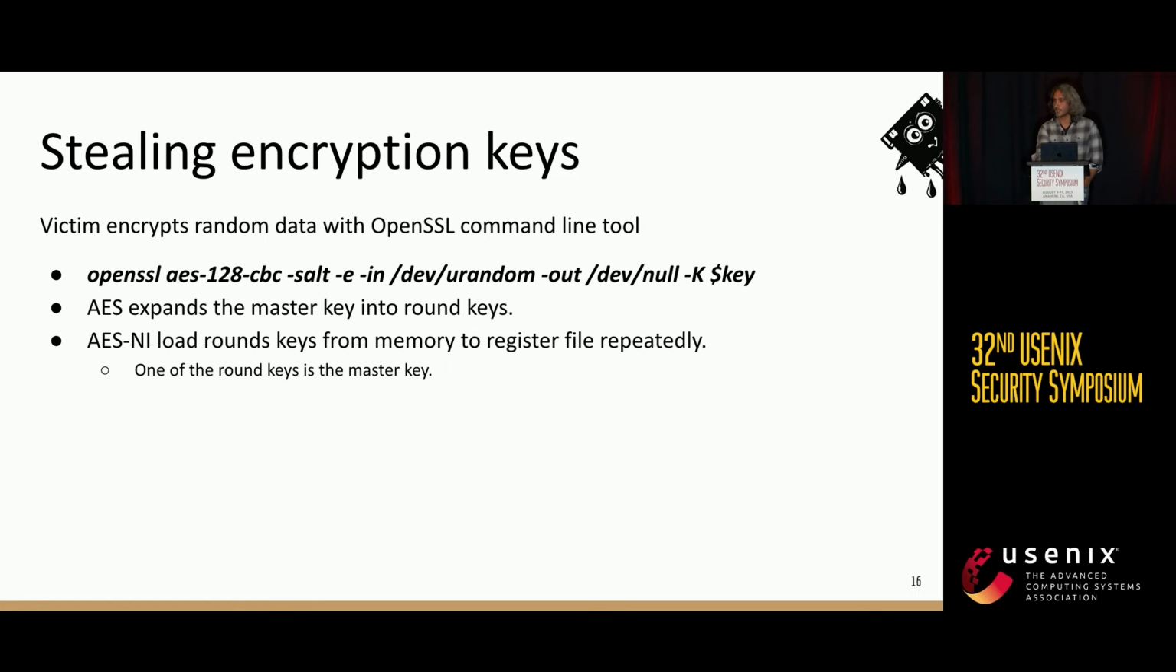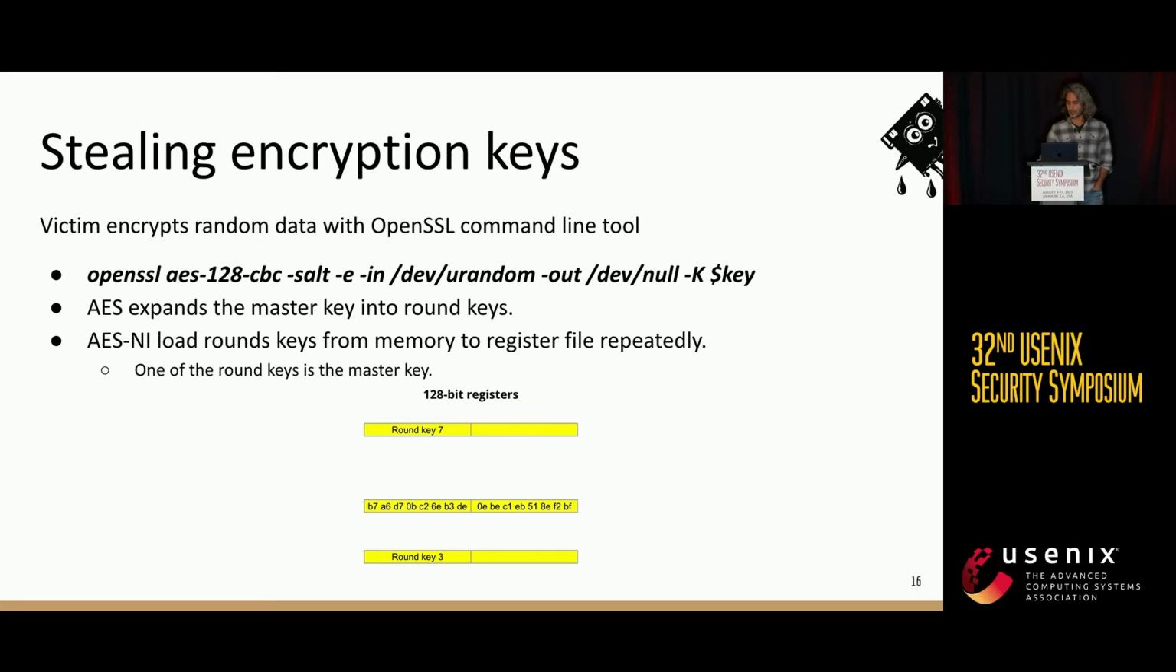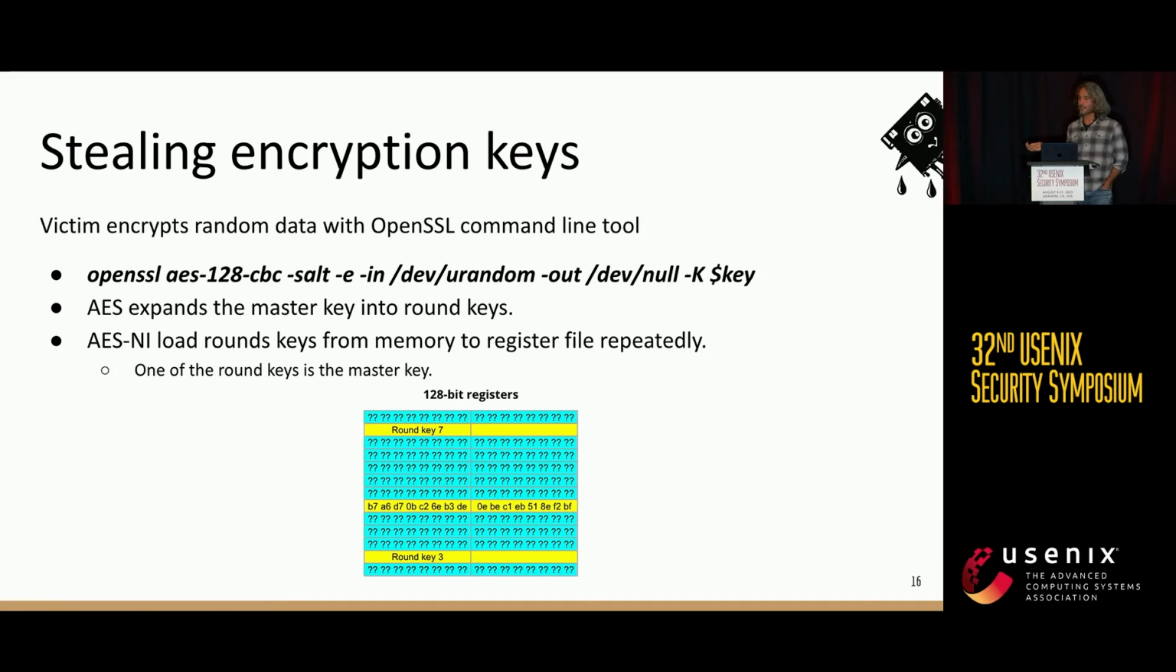And we obviously know that one of these round keys is the master key. So this is the master key, and supposedly this is in the vector register file. And we have a bunch of round keys too. We don't necessarily care about them here that much. And then we also have a bunch of random data because we are encrypting the random data. So those random data are going to be also loaded to the vector register file.